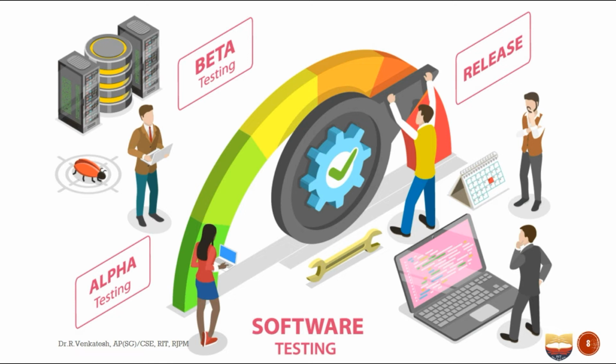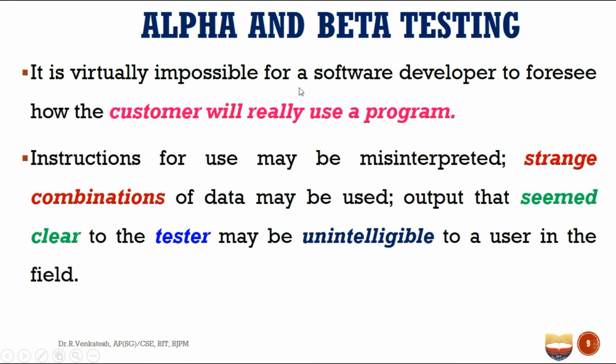Next we are going to learn about alpha testing and beta testing. It is one of the important steps in software testing. Whenever we complete integration testing, unit testing and validation testing, finally we do alpha testing and beta testing. After successful completion of alpha testing and beta testing, the software is ready to release. So next, alpha and beta testing.